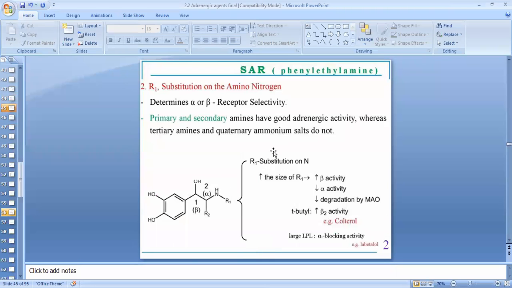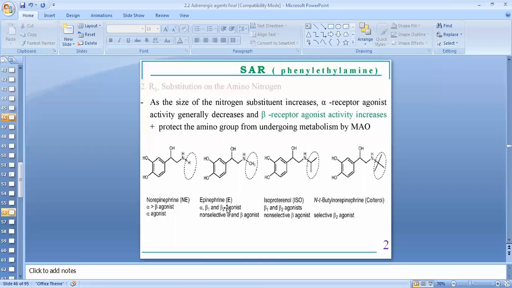Now we have already discussed the importance of substitution of this R1 group. We have discussed it, but we are going to discuss it according to the drug names. If we increase the substitutions from hydrogen to methyl to ethyl to tertiary butyl, as we have seen earlier, the names of the drugs change.